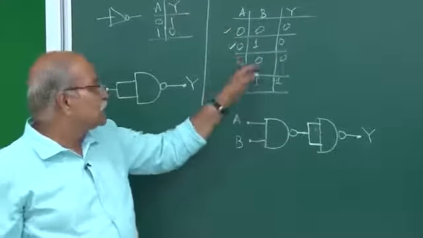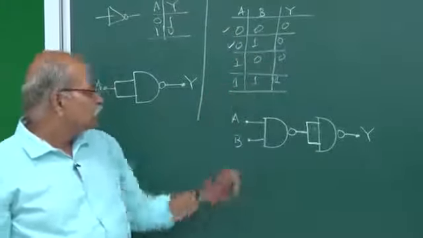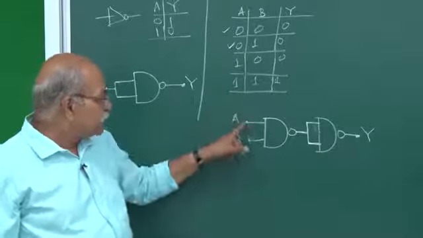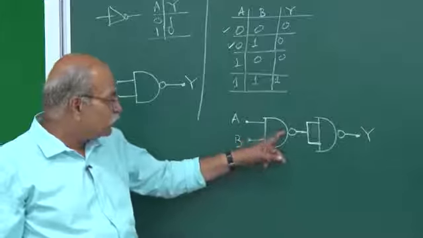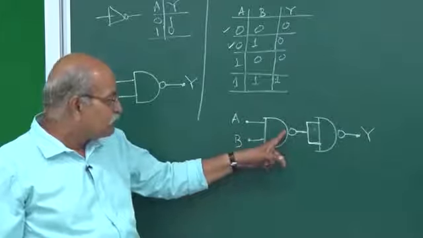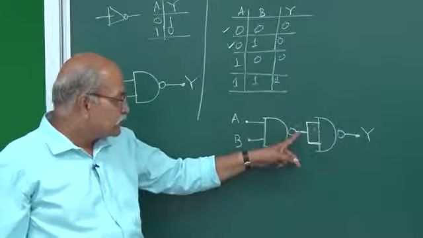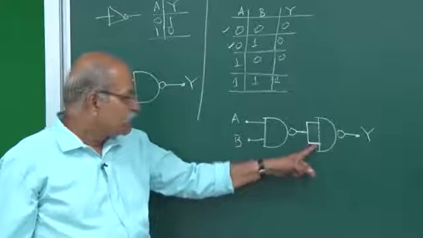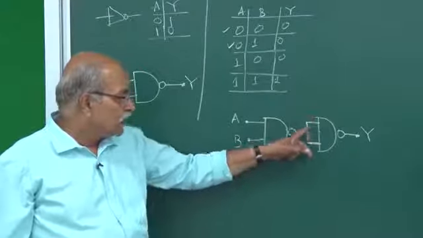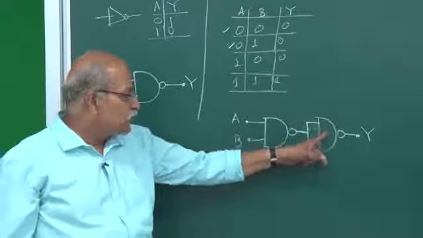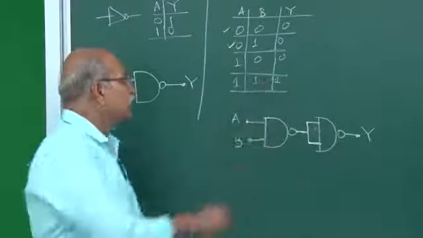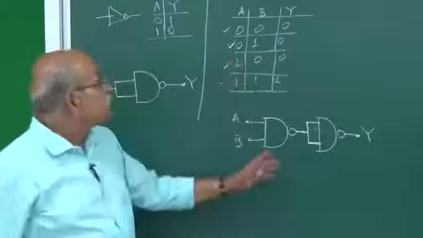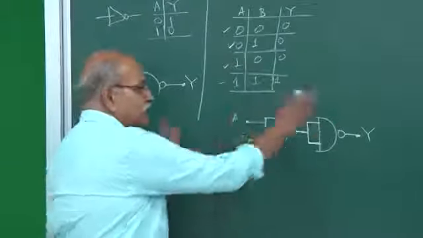Same story, 1 0 will give me 0, 1 1. So if A is 1 and B is 1, so 1 here, 1 here. AND will give me 1, so 1 here. NOT of that will become 0, so 0 here. So 0 here and 0 here. And 0 0 AND will give me 0, and NOT of that will become 1. So 1 1 will become 1. Okay. So this is AND gate. This whole thing is AND gate.